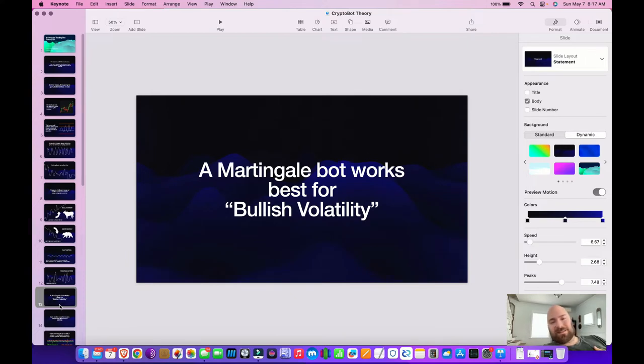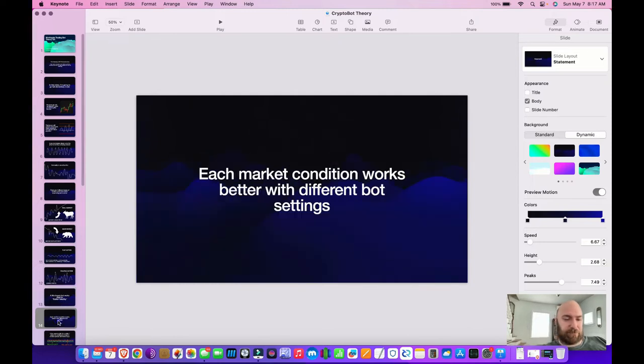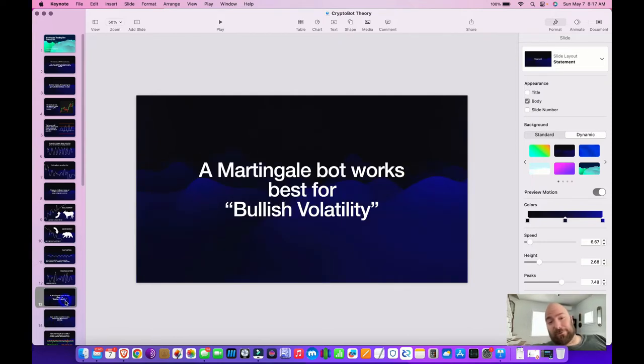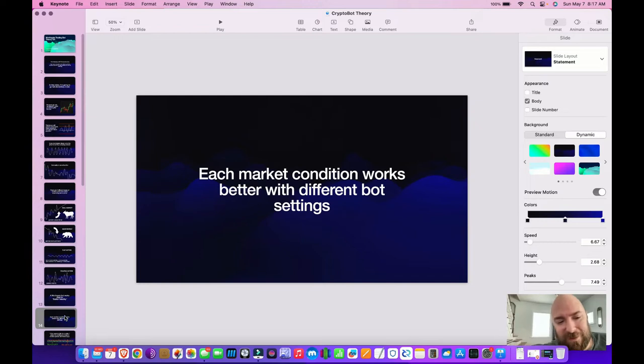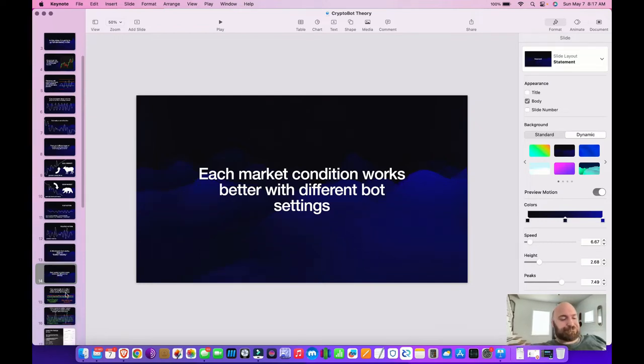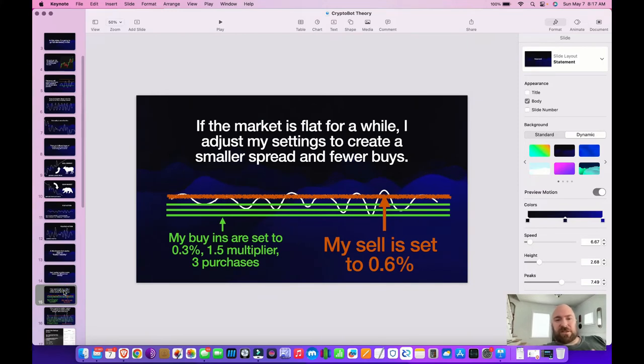So I like this because I can take bigger profits, and the way I'm doing it, I'm just earning more money this way than I have with any of the other bots I've tested. So that's why I'm sticking with the Martingale. Other people might have better results with other things. Each market condition works better with different bot settings. So if the market is flat for a while, and we just experienced that like a week ago, that's where I kind of squeeze my settings.